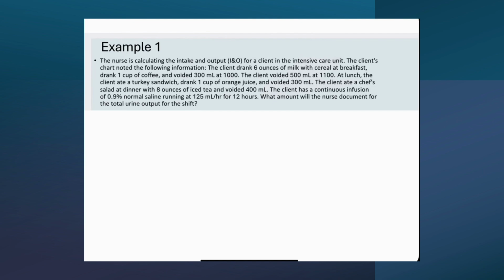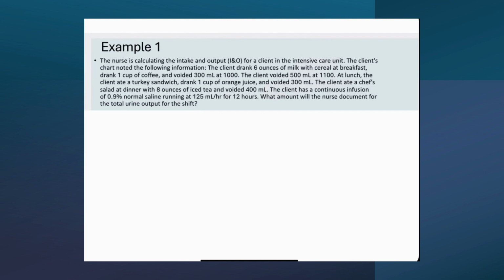The client voided 500 mLs at 11. At lunch, the client ate a turkey sandwich and drank 1 cup of orange juice and voided 300 mLs. The client ate a chef salad at dinner with 8 ounces of iced tea and voided 400 mLs. The client has a continuous infusion of 0.9 normal saline running at 125 mLs per hour for 12 hours. What amount will the nurse document for the client intake and output for the shift?